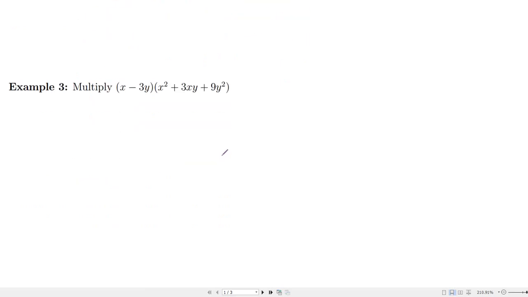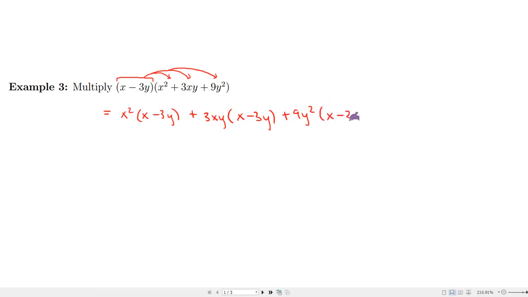Now, what about this one down here? Well, using the same technique, we will distribute this in. And what will we get? So we will have x squared times this term, x minus 3y. We will have plus 3xy times this term, x minus 3y. And we will have plus 9y squared times this term, x minus 3y. And now we will have to distribute each of these.